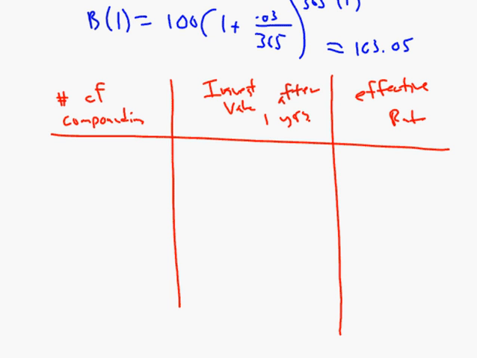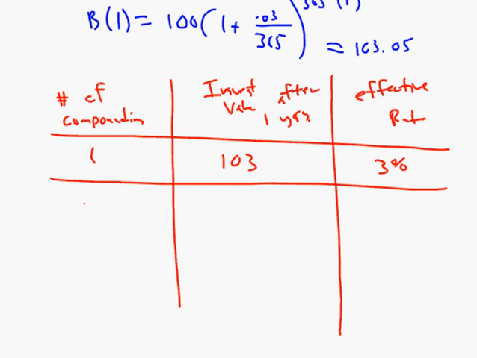Okay. So, in the case of annual compounding, we're receiving interest one time a year. So 1 goes here. The value of the investment at 3% interest was $103. And the effective rate, my money went from $100 to $103. I increased by 3%. Okay.